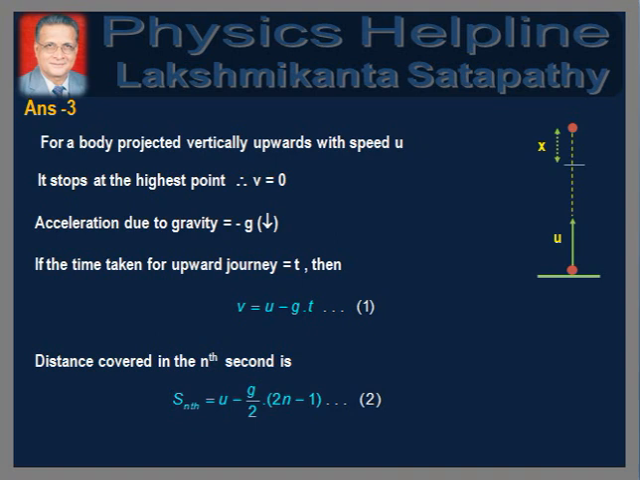If the time taken for the upward journey is equal to t seconds, then we have v is equal to u minus gt, and distance covered in the nth second is s nth is equal to u minus g by 2 into 2n minus 1.